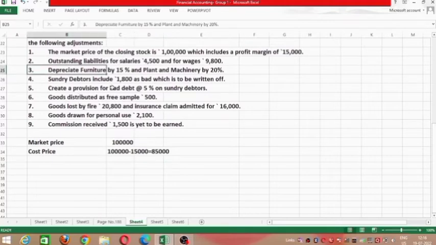Third one, depreciate furniture by 15% and plant and machinery by 20%. So what is the meaning of depreciation? Depreciation is the reduction in the value of an asset due to various reasons such as wear and tear, regular consumption, passage of time, etc. Depreciation on furniture and also plant and machinery should be calculated on the value of the respective assets.